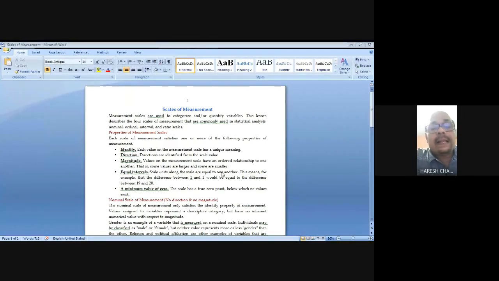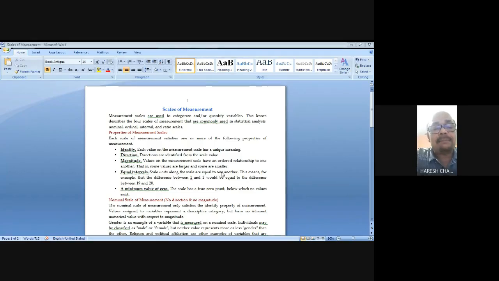Next scale is ordinal scale. Ordinal scale is a kind of scale having only direction of difference but no magnitude. What is the representation of ordinal scale? Someone getting first position, someone second position, someone third position, someone fourth position. 1, 2, 3, 4. These are four people getting these positions.